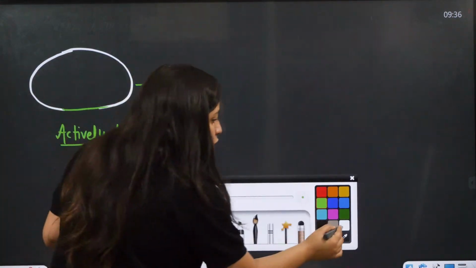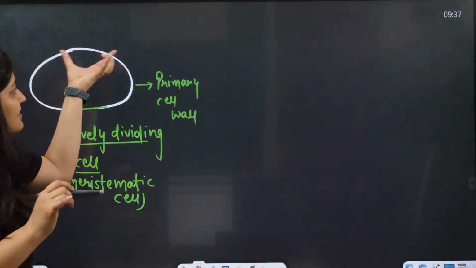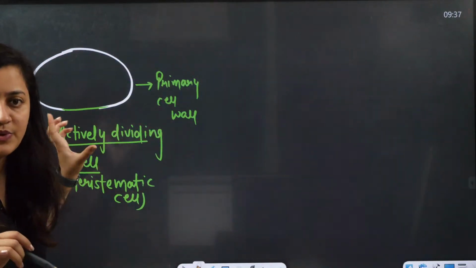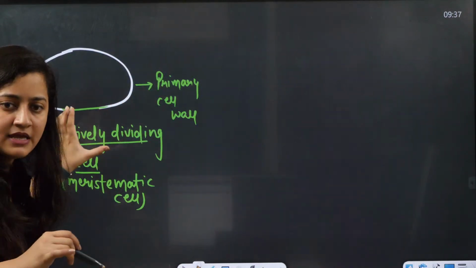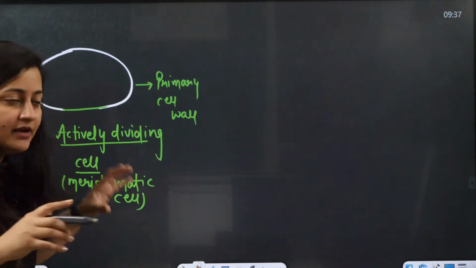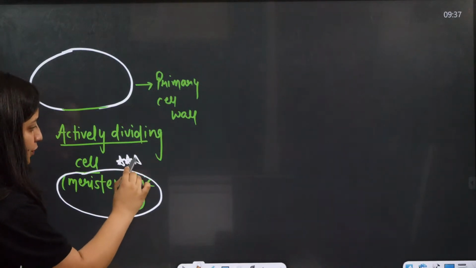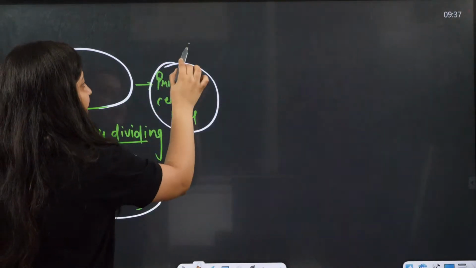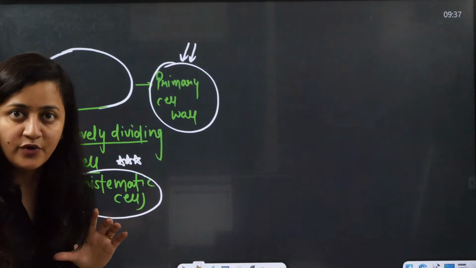When a cell is small, growing, actively dividing, at that time only this thin primary cell wall will be present. Such cells will also have dense cytoplasm and a large nucleus. But the main point is, when the cell is actively dividing and growing, the cell wall is going to be very thin, and it is the primary cell wall. Are you getting my point?